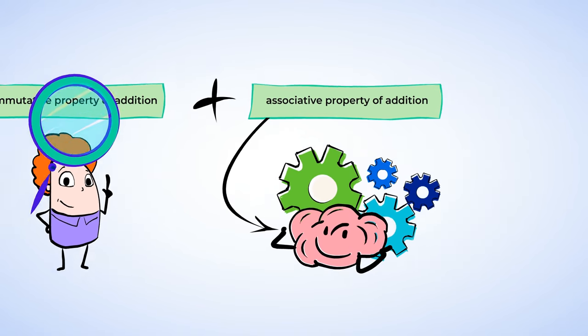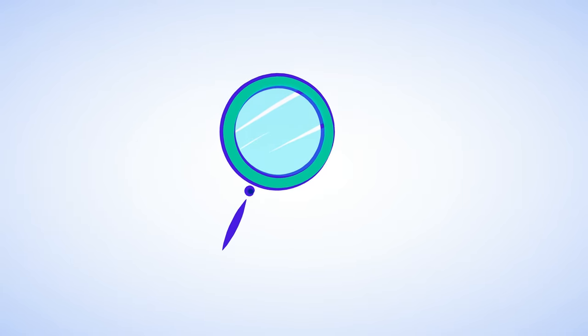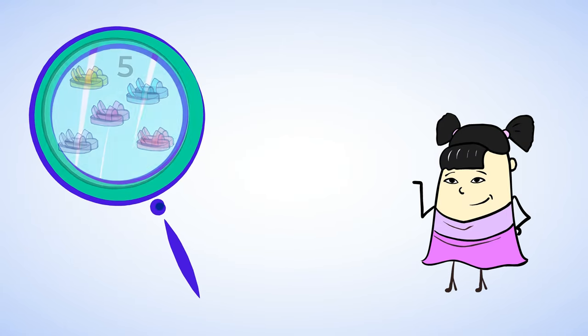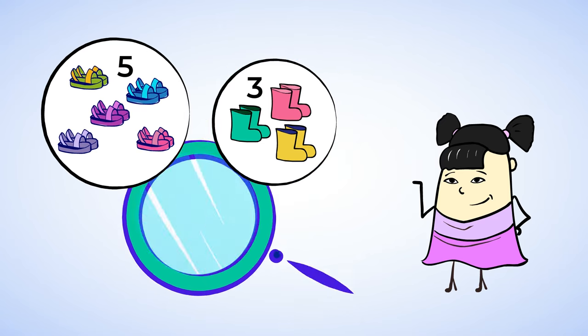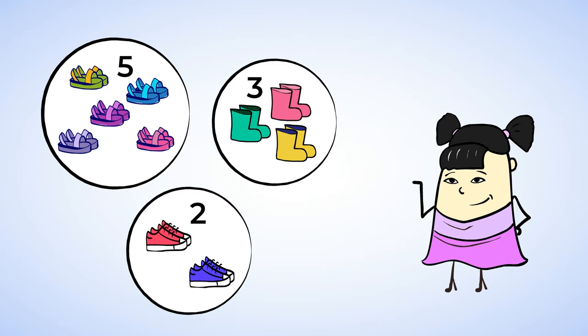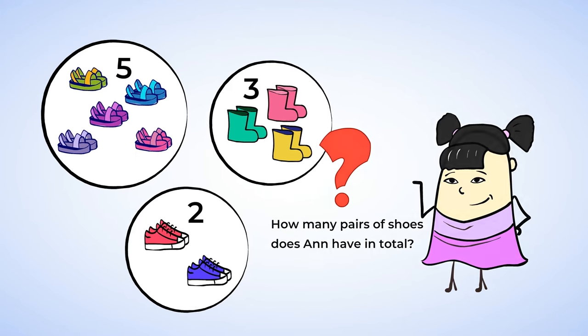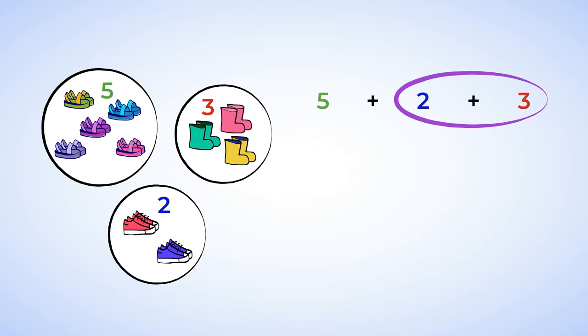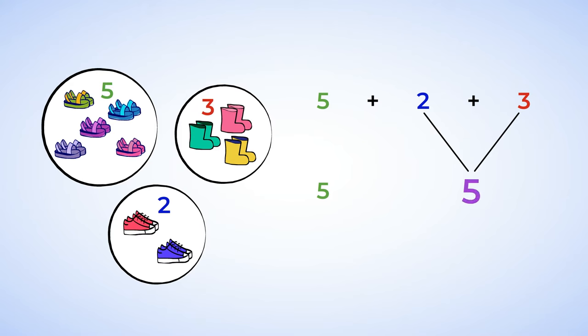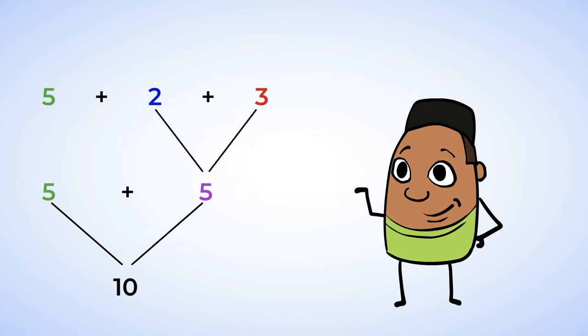To see what I mean, let's take a closer look with the following situation. This is Anne. She has 5 pairs of sandals, 3 pairs of boots, and 2 pairs of sneakers. The question is, how many pairs of shoes does she have in total? Just think of the fastest and the easiest way to sum it up. First, I can add 2 and 3. Well, that equals 5. Now, I still have 5 more to go, and so I'm going to take the 5 I had from the sum of 2 and 3 and add it to the other 5. 5 and 5, 10.